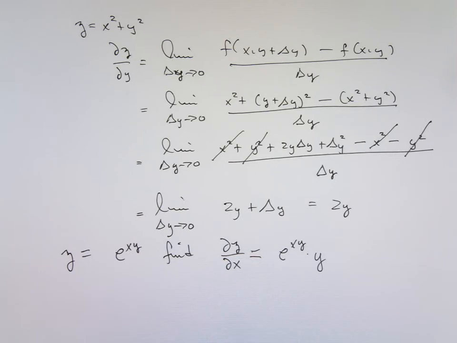Say that again? So it's just y. Just y. But then there's actually y times e to the xy. Yes. No, e to the xy times y.